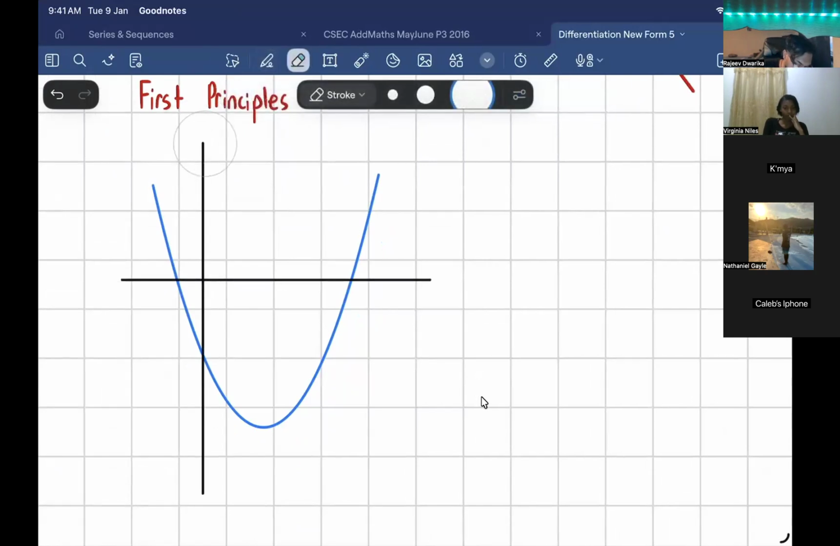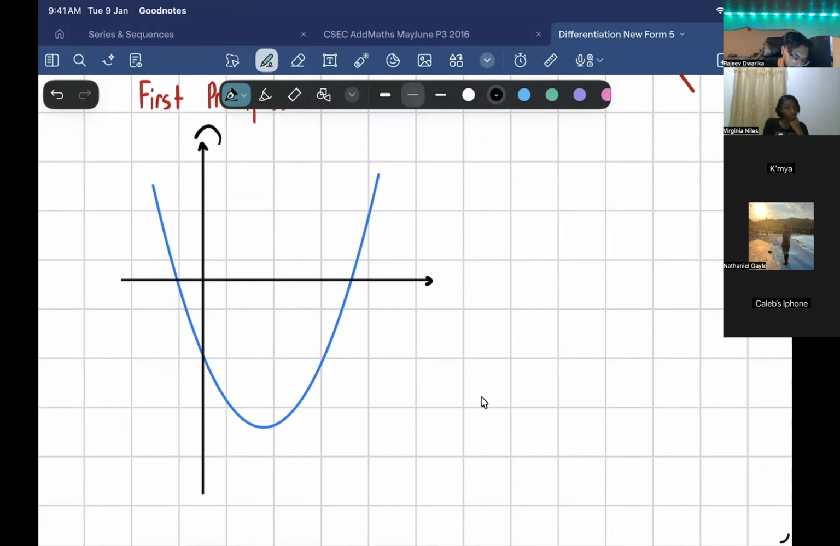I just run a random graph here. Which axis is this? Y, that's the y-axis. What axis is this? X. Now I want somebody to annotate a point on this graph, and we will try to find the gradient at that point.